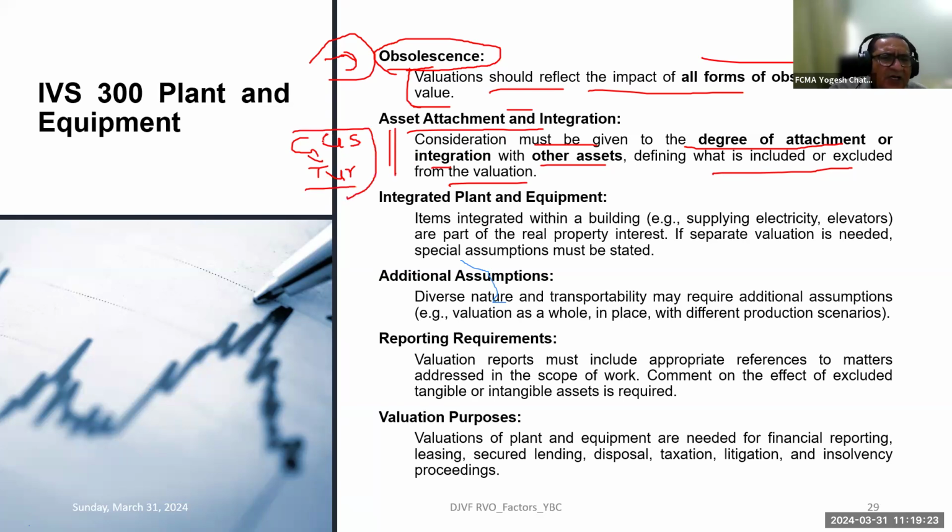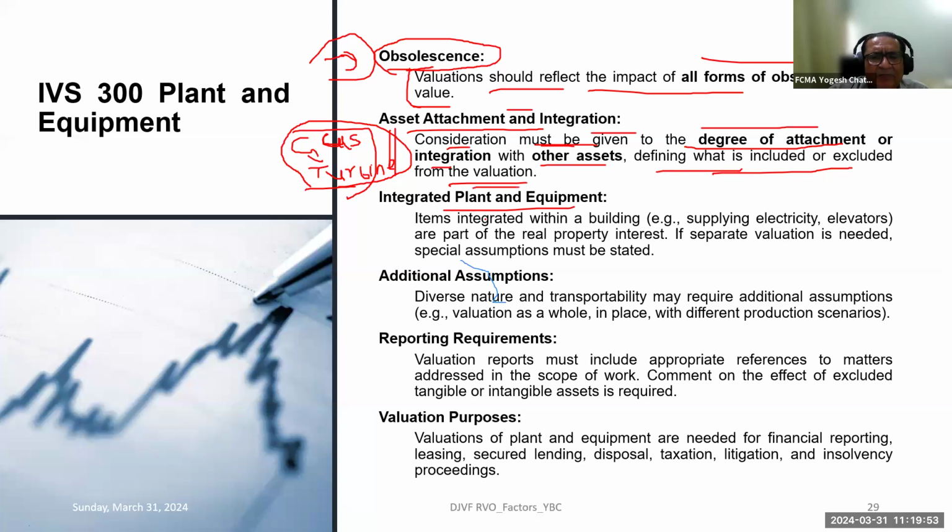On an individual basis, the value of this gas turbine can be different compared to the value of the same gas turbine when the valuation of the entire plant and machinery as a group is done by the valuer. So very important consideration needs to be given to the degree of attachment or integration with other assets, and that will define what is included or excluded from the evaluation.